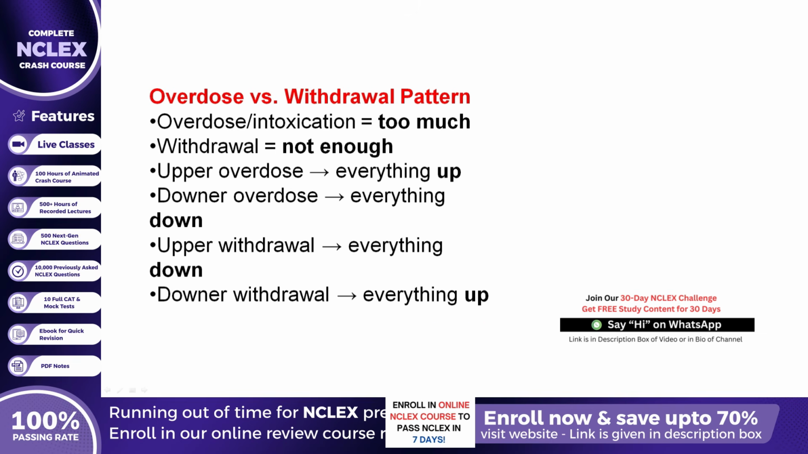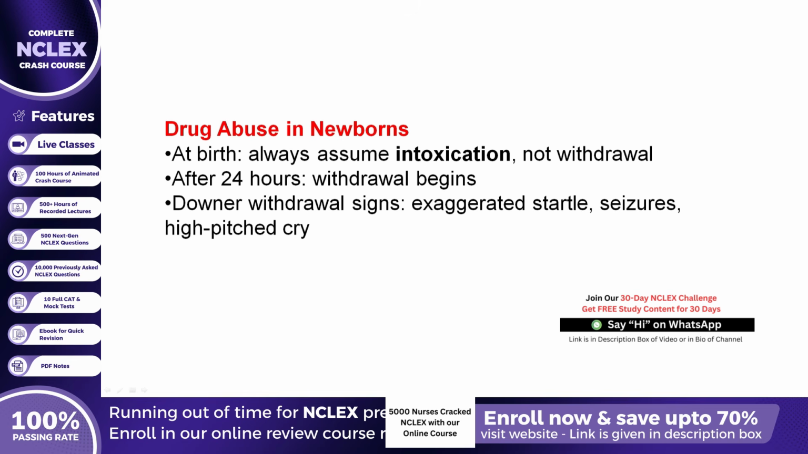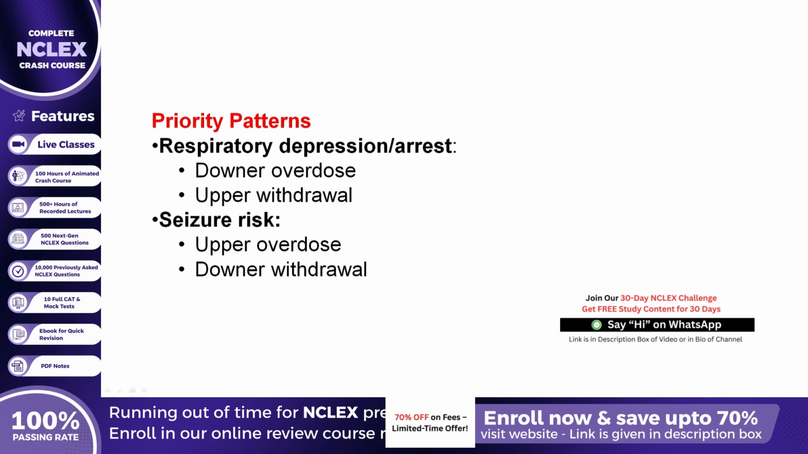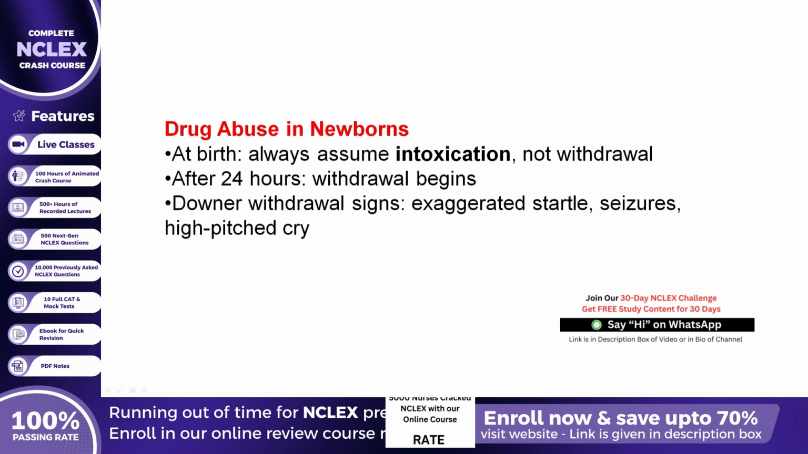Let us begin by looking at the key priority patterns that guide NCLEX decision-making. Respiratory depression or arrest is most commonly linked to a downer overdose, and this helps us immediately identify the direction of symptoms. In contrast, upper withdrawal is also associated with respiratory issues, but in a different way that the NCLEX often expects you to distinguish.